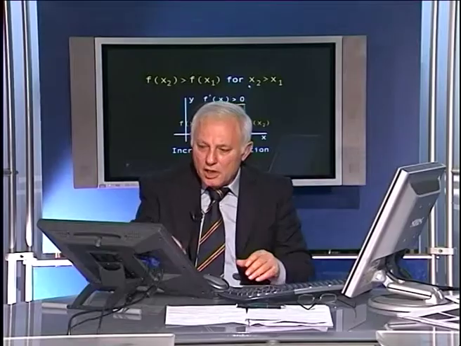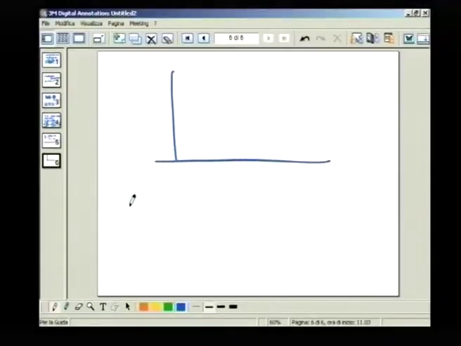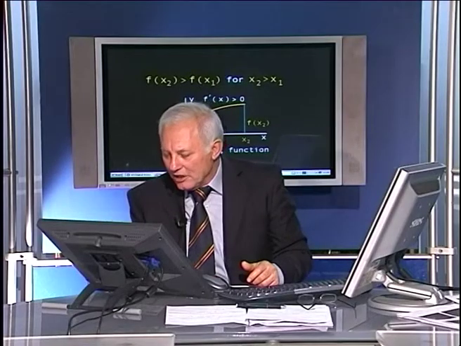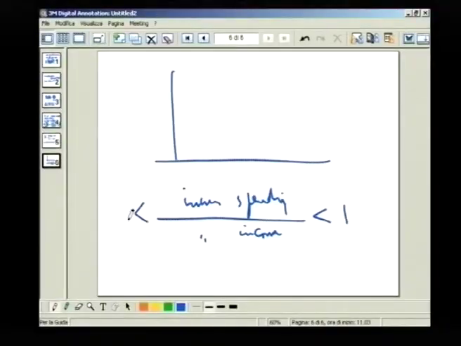For example, in economics, there is something called the marginal propensity to consume. It's the percentage increase in your spending. This is the increase in spending or consumption divided by the increase in income. For example, when your income increases, of course, your spending increases. And usually it's a quantity between 0 and 1. It must look like something like this.